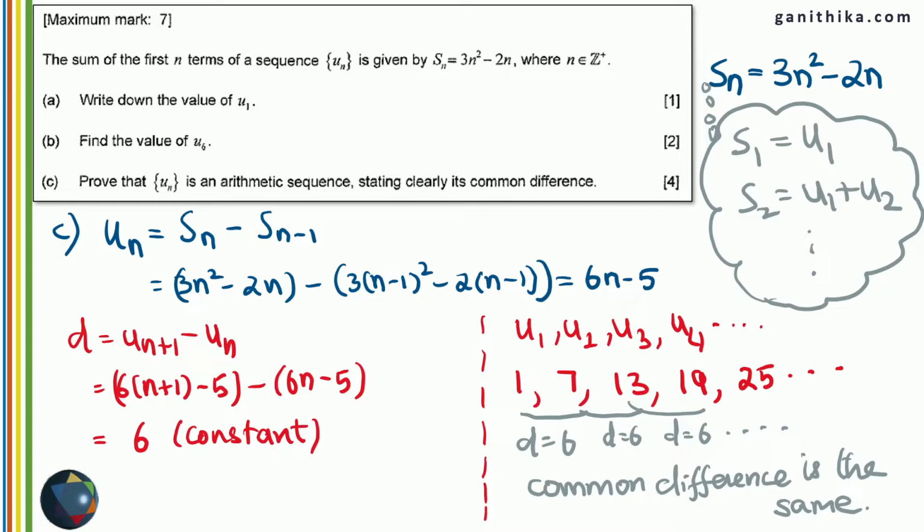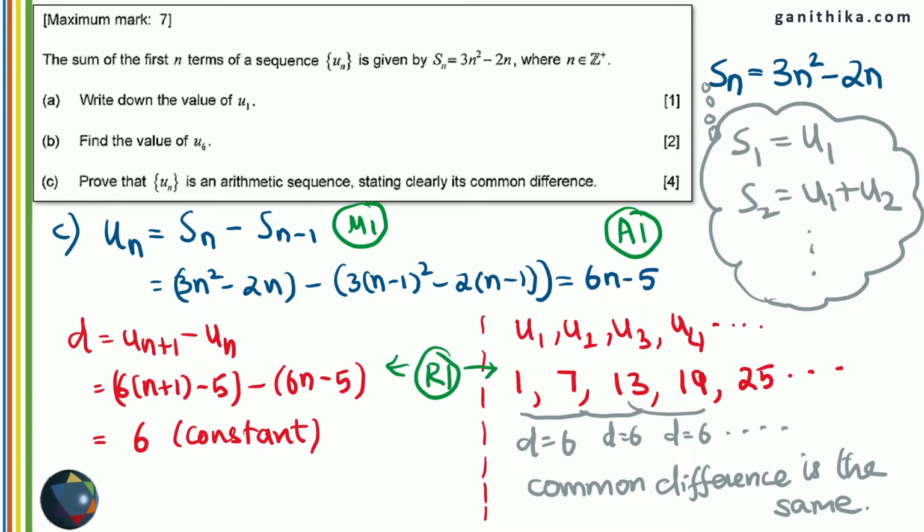You can use either the general term u(n plus 1) minus un, or you can expand the sequence and use the sequence to identify that the common difference between at least 4 or 5 consecutive terms are the same. Now let's mark it. Using Sn minus S(n minus 1) to find un will give you 1 mark, and substituting the correct values and simplifying to 6n minus 5 will give you another 1 mark.